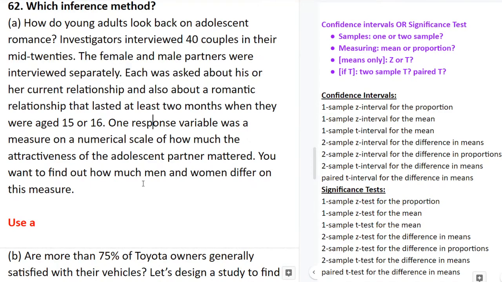So I just want to restate, because I may have said it in a confusing way. Each man and woman is giving a rating on this romantic relationship from when they were 15 or 16, and you want to know, is the difference in those ratings significant? So because of that, you're going to be running a significance test. Now, if you wanted to run the significance test and figure out how much more one did than the other, you could do that. Let's write that down.